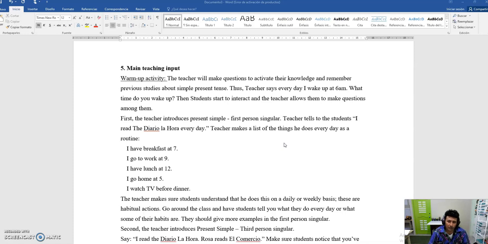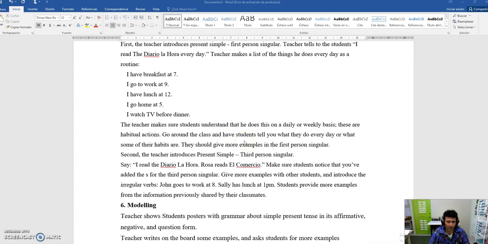Here I will introduce the simple present tense in the first person singular, and I will tell the students, I read the diario aloud every day, and I make a list of the things that I do every day. It's my routine. For example, I have breakfast at 7 a.m. I go to work at 9 a.m. I have lunch at noon. I go home at 5 p.m. I watch TV before dinner.